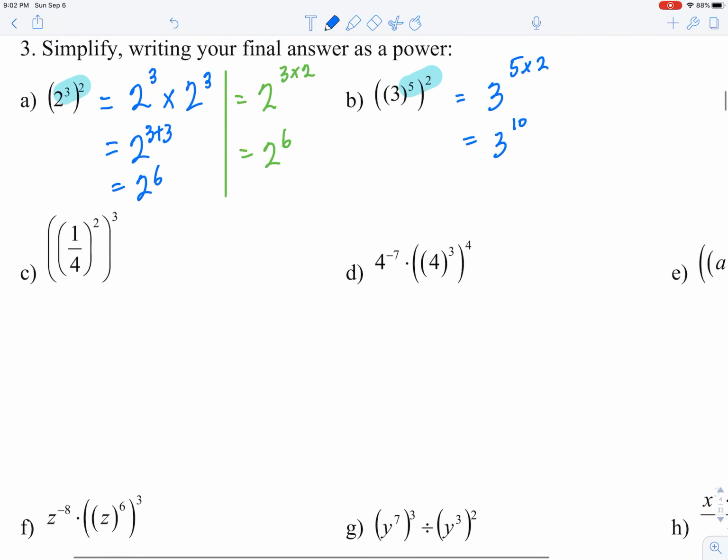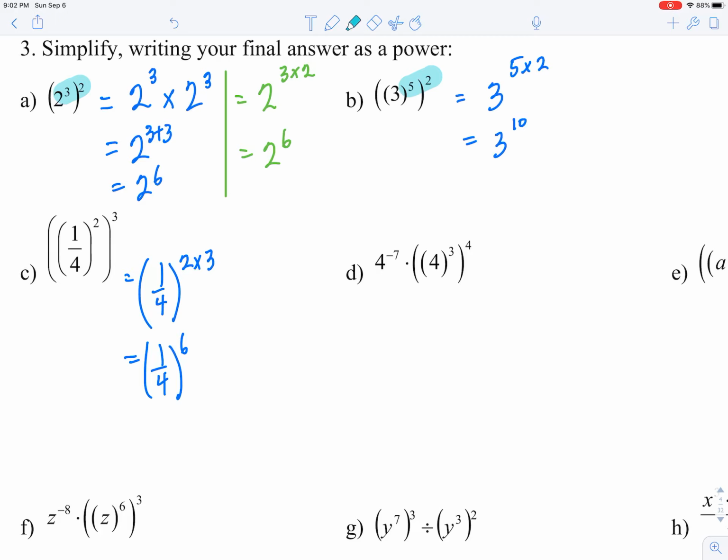For part C, even though it's a fraction, we're still going to do the same thing. It's going to be 1/4 raised to the exponent of 2 times 3. So that's going to be 1/4 to the 6. And we can leave it like that. I'll show you how to simplify that later, but we don't need to worry about it now.